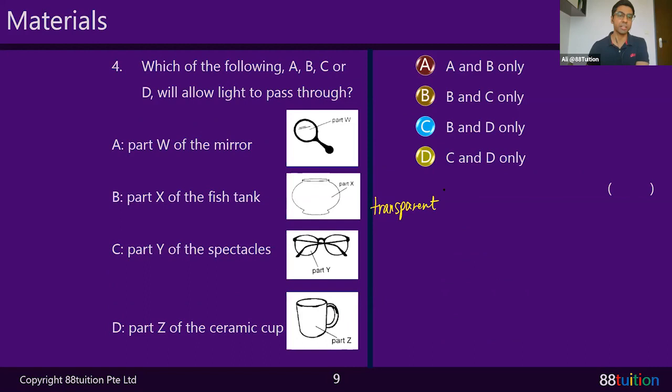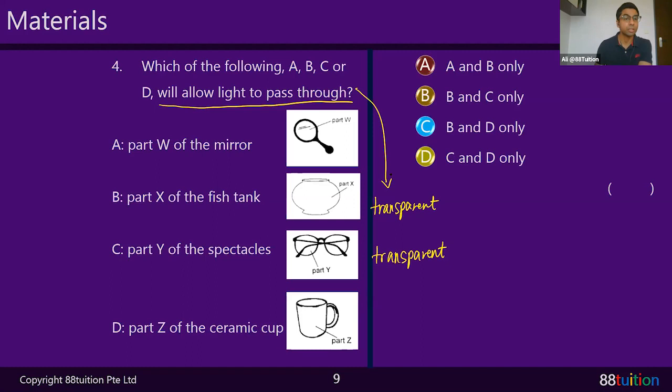Okay, no point having a fish tank that is opaque because you cannot see the fish. Then you are keeping them at home and you cannot enjoy the fish swimming around. There's no point having a fish tank. So it has to be transparent. Spectacles. All of you who wear spectacles definitely know if you can't see through, then what's the point of the spectacles, right? It has to be transparent. Of course, they tell you will allow light to pass through, which means transparent, right?